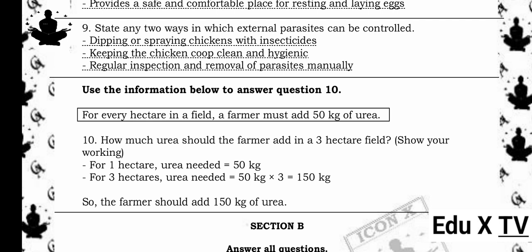For 1 hectare, urea needed equals 50 kg. For 3 hectares, urea needed equals 50 kg multiplied by 3 equals 150 kg. So, the farmer should add 150 kg of urea.